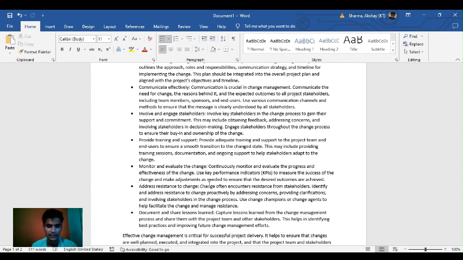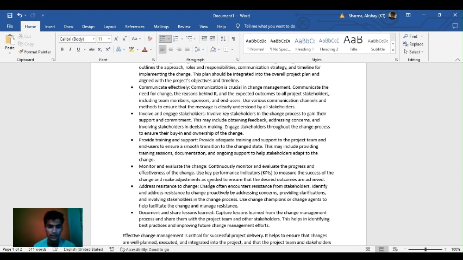Next thing is we have to provide the training and the support. So providing adequate training and support to the project team and the end users to ensure a smooth transition to the changed state. This may include providing training sessions, documentation, and ongoing support to help the stakeholders adapt to the change.